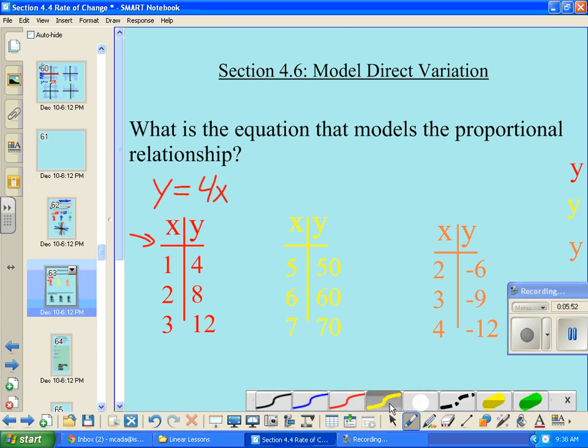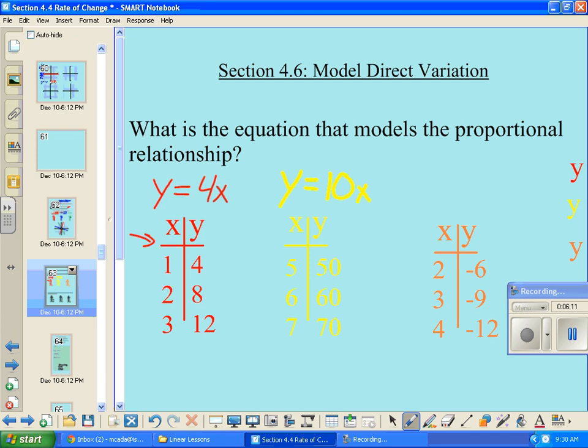That next one, if I take 5, I get 50. If I put in 6 in this equation, I get 60. 7 in this equation, I get 70. So what must the equation be? Well, it's like I'm multiplying by 10 every time. So that's going to be my equation then: y equals 10x.